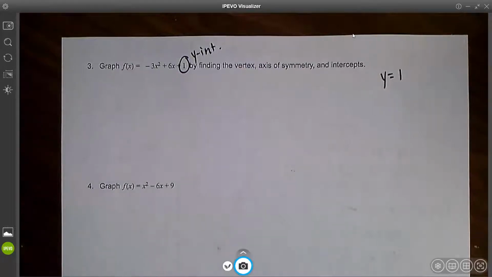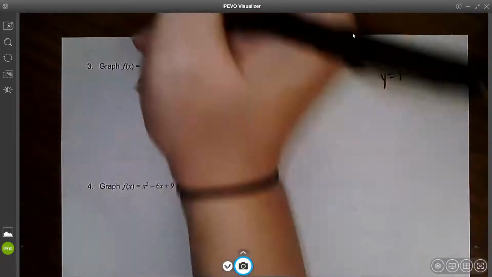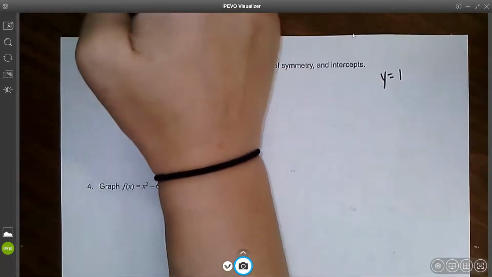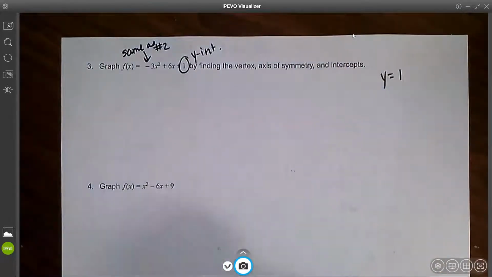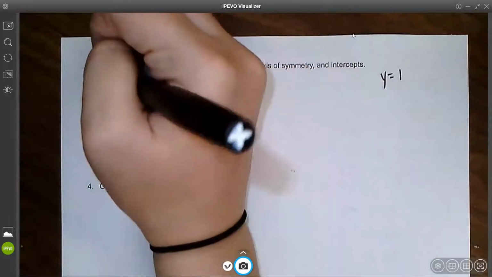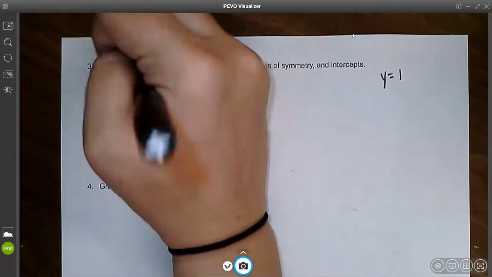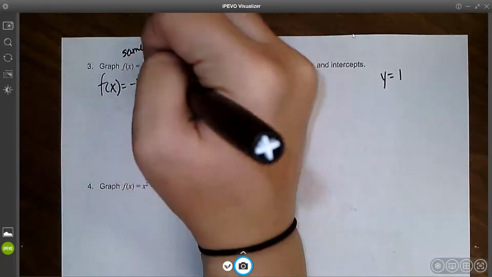And then I'm going to put this into vertex form, and I believe, if I'm not mistaken, it's the same one we just did. So this is the same as number 2. So we've already put this in vertex form, so I'm going to just rewrite what we did there. F of x equals -3 times x minus 1 squared plus 4.